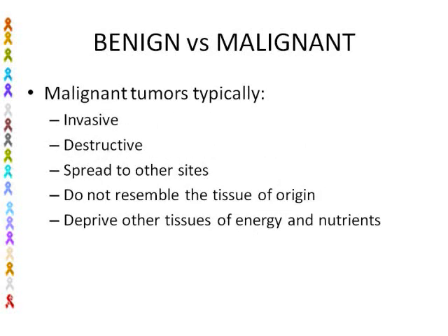Malignant tumors, however, are very invasive, they're destructive, they spread to other sites, they don't resemble the tissue of origin. So a malignant breast tumor, the cells don't look like breast cells. They look like something else. They use energy and nutrients and cause ischemia and necrosis to other tissues.